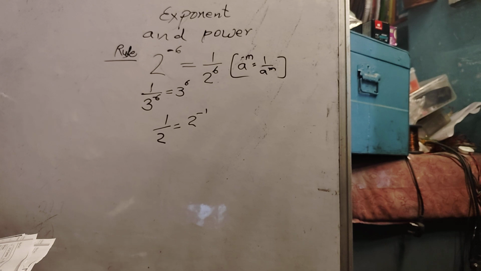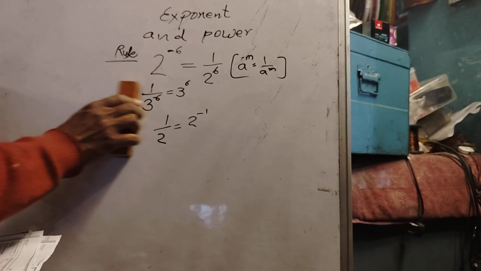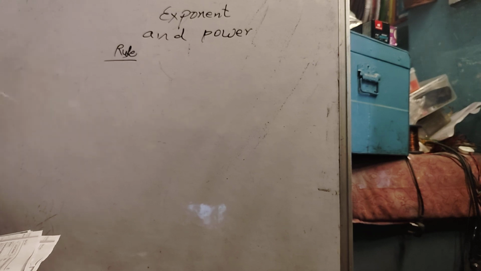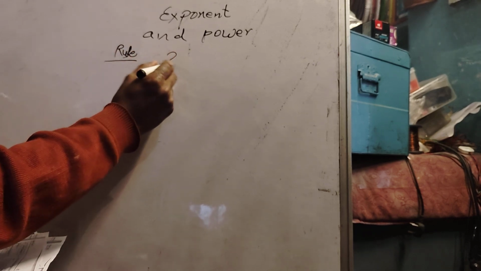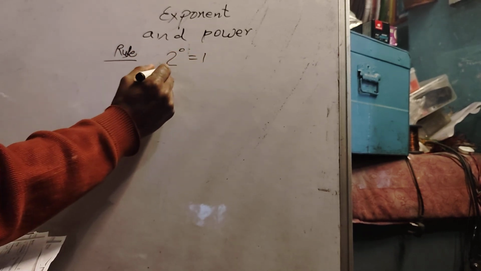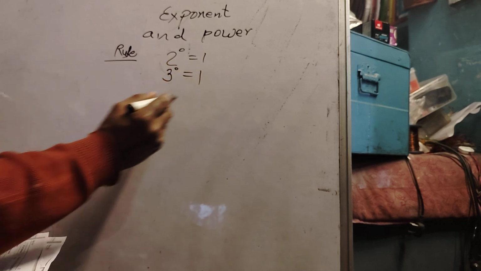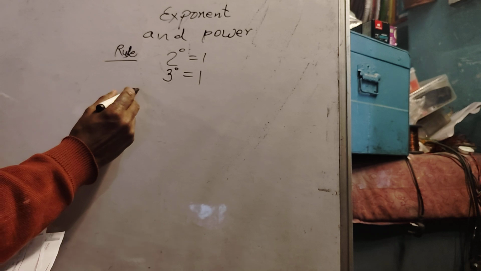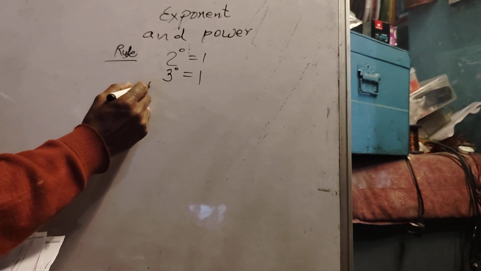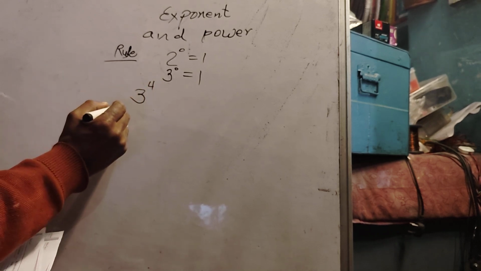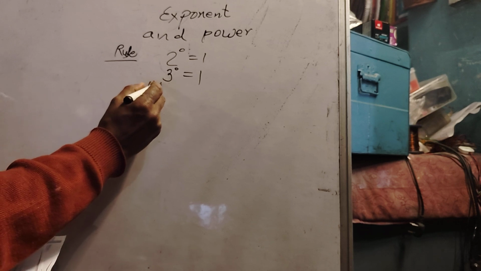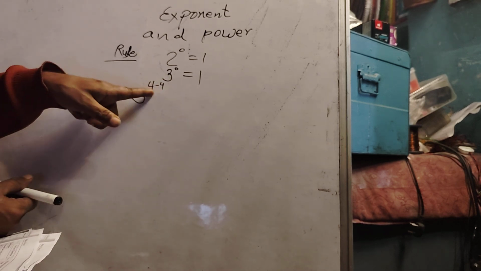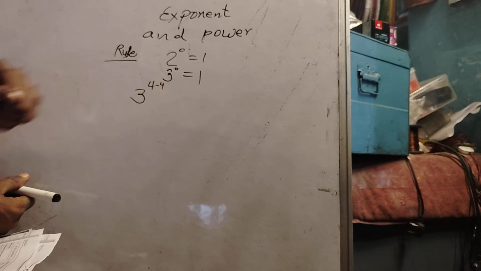Now according to this rule, how can we prove 2 raised to the power 0 equals 1, 3 power 0 equals 1, 4 power 0 equals 1? To prove it equals 1, let us take an example. Suppose 3 raised to the power 4 minus 4, we can write as 3 power 0. 4 minus 4 is nothing but 0. So we can write this 0 as 4 minus 4. Is it okay?